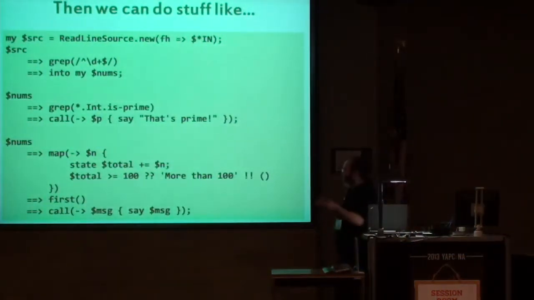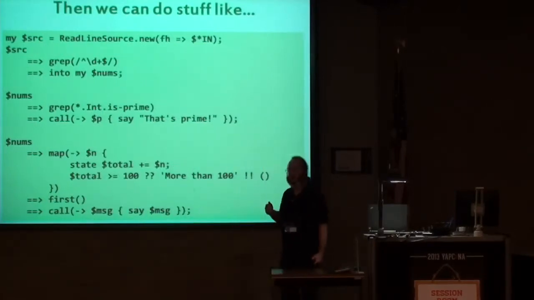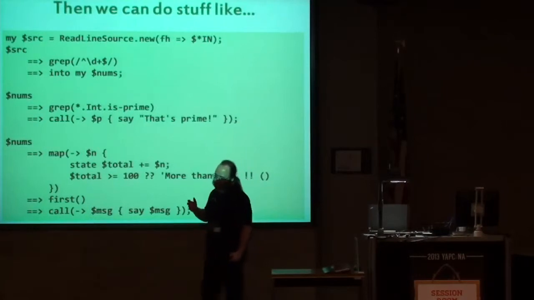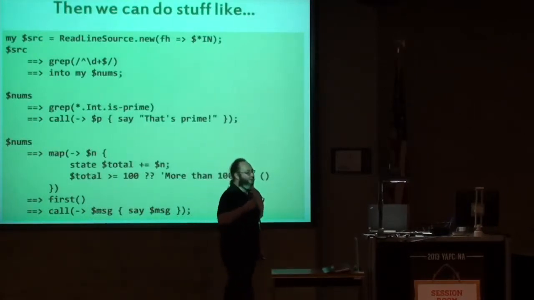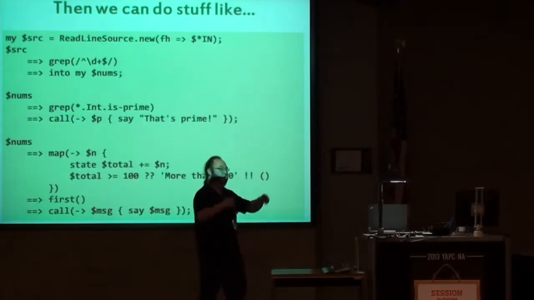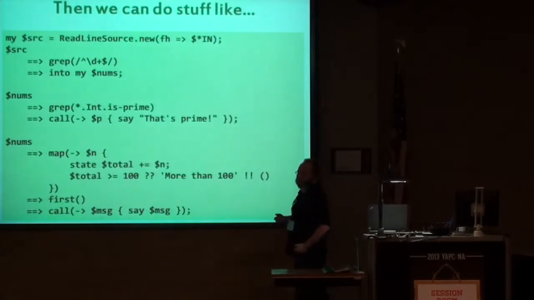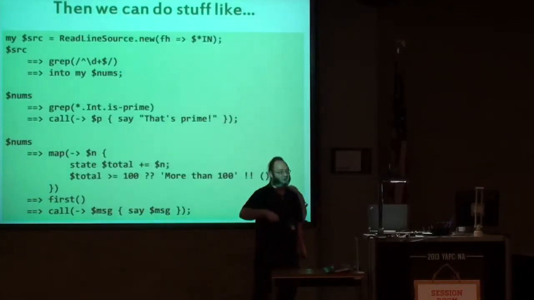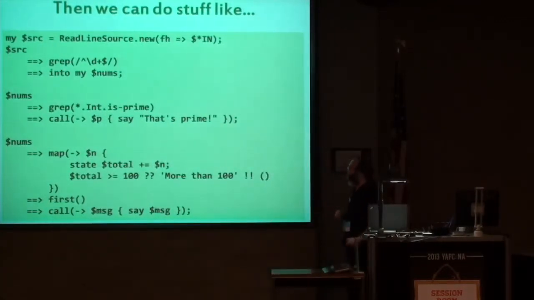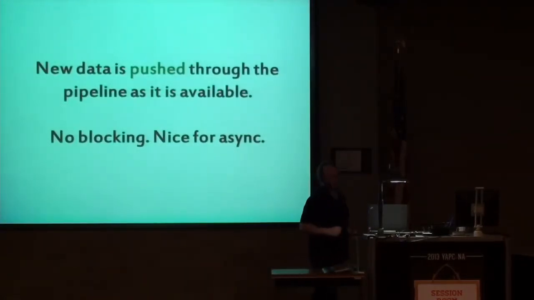So that's basically the idea behind this kind of dual idea. We've taken this familiar notion of enumerables, and this familiar set of operations that we use every day, like grep and map, and we've realized that if we just apply the dual, we can use all of these same familiar things working with asynchronous inputs and pushing the data through instead. Well, that's kind of nice. There's no blocking there. That's kind of nice for async.